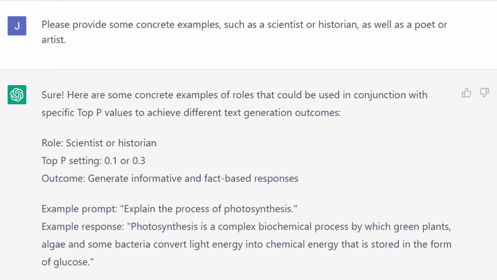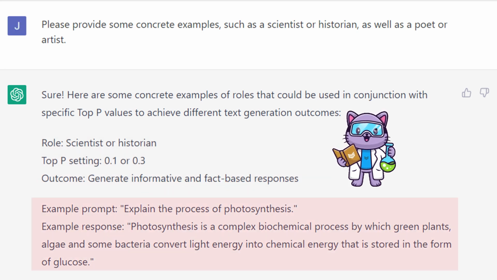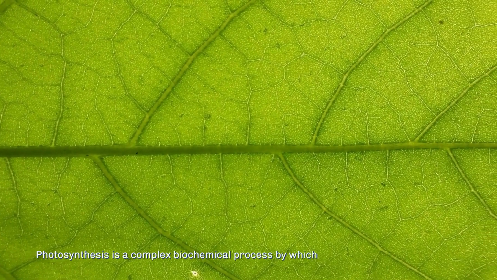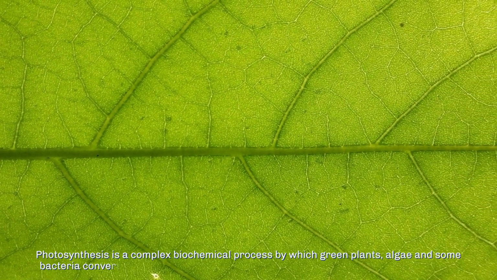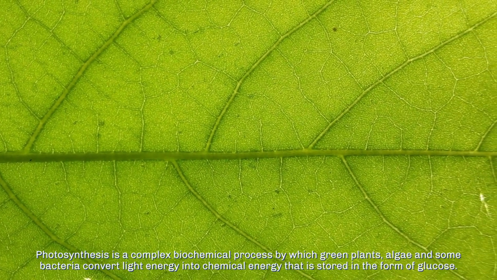Here's an example of how roles can be used in conjunction with specific top P values to achieve text generation outcomes. Role: scientist or historian. Top P setting: 0.1 or 0.3. Outcome: generate informative and fact-based responses. Example prompt: explain the process of photosynthesis. Example response: photosynthesis is a complex biochemical process by which green plants, algae, and some bacteria convert light energy into chemical energy that is stored in the form of glucose.